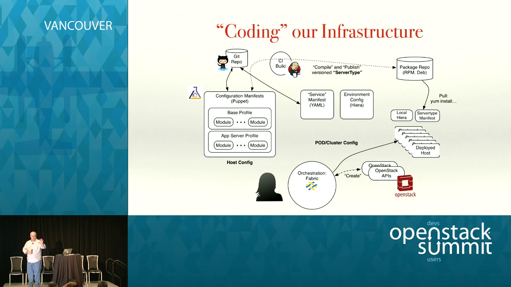If you take the basics of our configuration, the Hiera data that says this is what this thing is supposed to look like, the Puppet modules say this is how that's supposed to be applied, we package that all up, push it onto deployed hosts. We're using Fabric primarily for reading these manifest files and saying, go instantiate this thing and push that config onto that machine. And it's Fabric that talks to the OpenStack APIs to say, go build this particular instance.